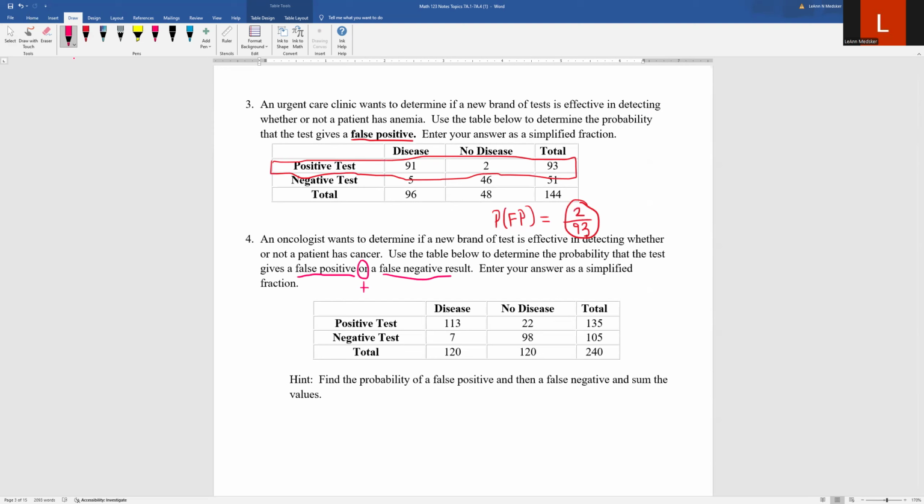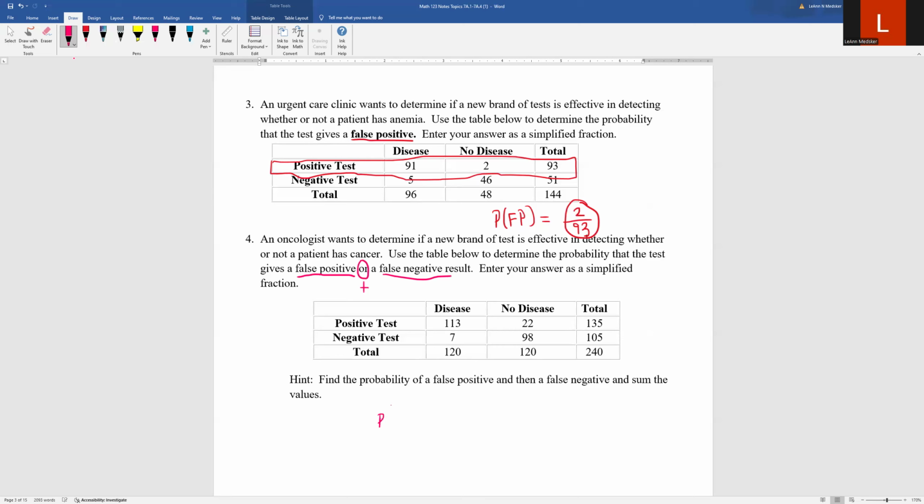Now, there should not be any overlap here because the positive test is a row and negative tests are a row. So remember, you only get overlap with or if you have a row compared to a column. So since we're focusing on the test results, the positive and negative, we're not going to have overlapping information. So we're going to find the probability of a false positive, then find the probability of a false negative, and then add the 2 values together.